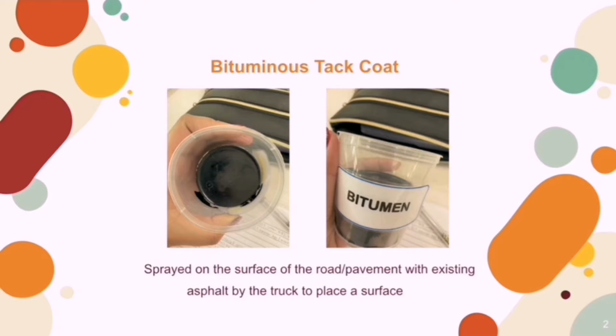It is to be sprayed on the surface of the road or pavement with existing asphalt by the truck to place a surface. This is to achieve consistency of the overall coverage of the entire road to be paved. Once the road is covered with tack coat, we should give it some time to cure and get tacky. Below is an example of how bitumen looks.